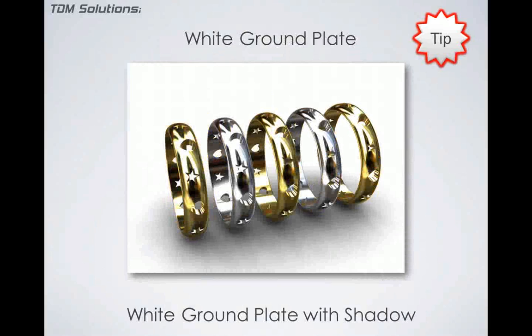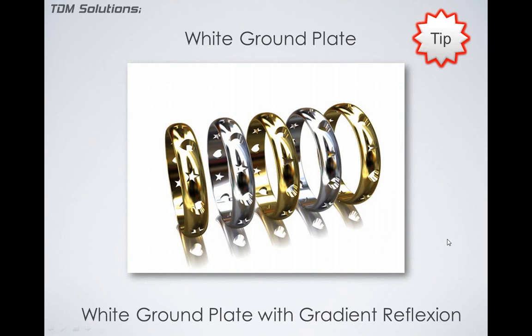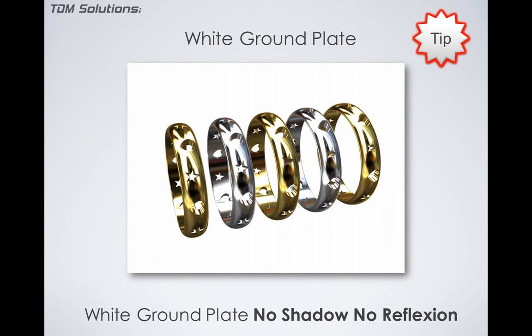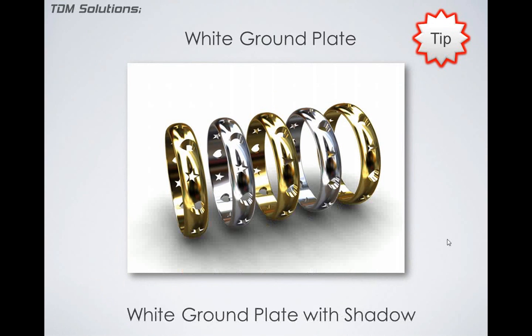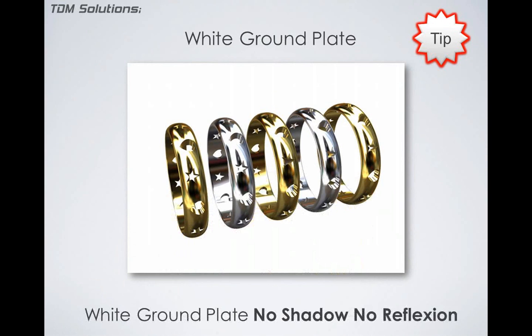Other questions is how we can create a white ground plate. Okay. Now we will see 4 different white ground plates. Okay. We will create the white ground plate with shadows. Okay. Here we see the shadows. Other is the white ground plate with reflections. The next one will be white ground plate with gradient reflection. Okay, see the difference? Here is reflecting all. Here is with a gradient. Okay, and the last one is no shadows, no reflection, just white. Okay, I repeat, shadow, reflection, gradient reflection, and no shadow, no reflection.